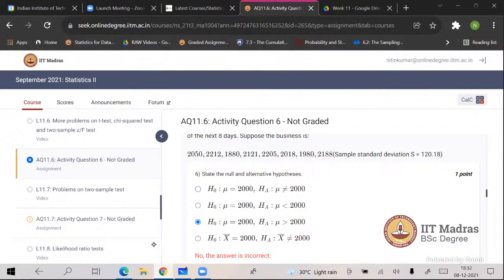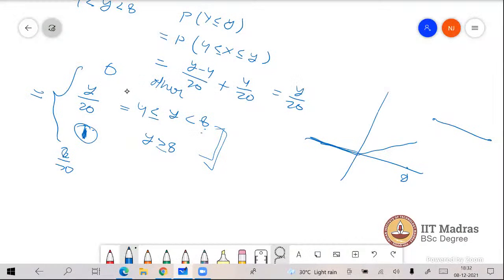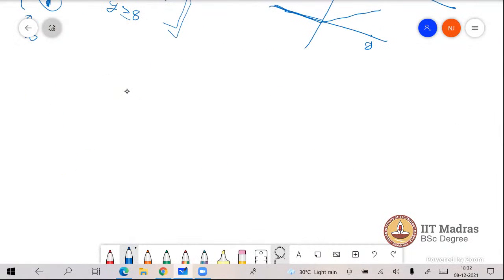To make a conclusion about whatever you are claiming, and to prove your claim, you collect some sample from that distribution. For example, I believe that the average of the class performance will be 60. This is my claim, my null hypothesis, that the average will be 60.